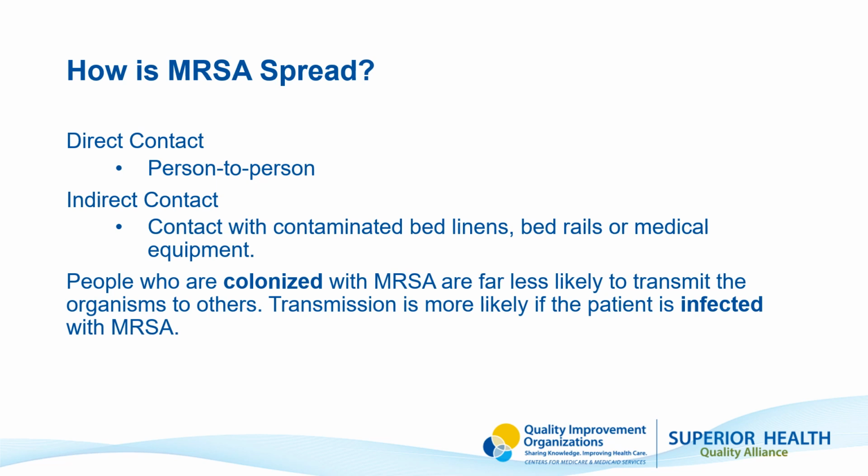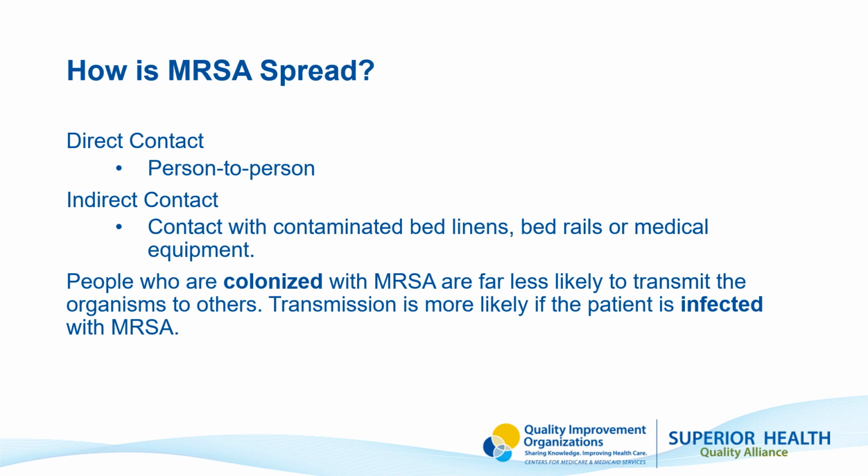People who have MRSA germs on their skin or who are infected with MRSA may be able to spread the germ to other people. People who are colonized with MRSA are far less likely to spread the organisms to others. Spreading the germ is more likely if the patient is infected with MRSA. For a person to become infected, MRSA usually needs to have an opening in the skin, which could be an abrasion, cut, rash, or puncture.